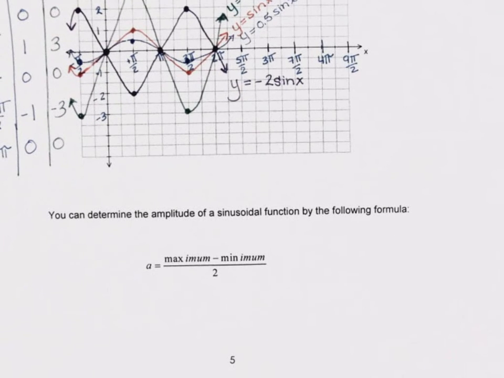Okay, you can determine the amplitude of a sinusoidal function by taking your maximum value, subtracting your minimum value, and dividing by 2.